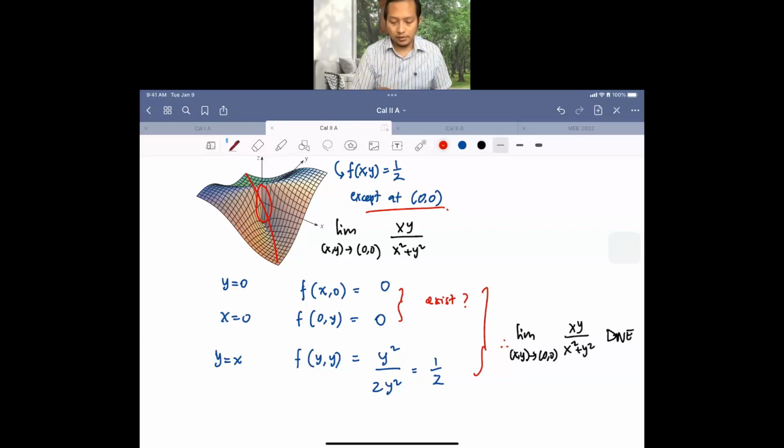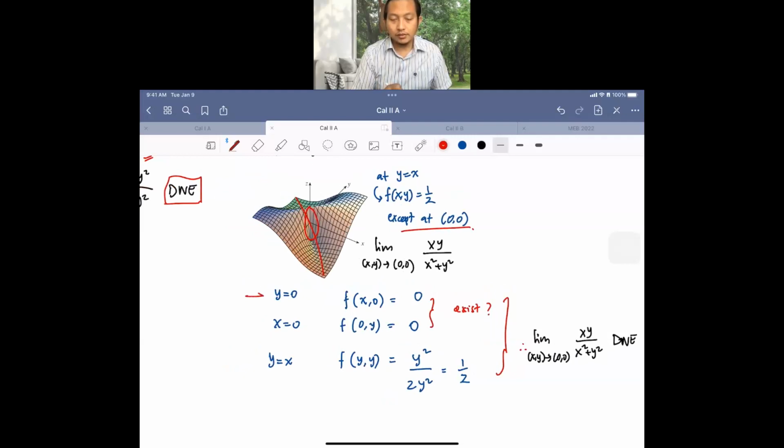So we can check through the lines, the line equations: the intercept y equals 0, x equals 0, or y equal x that we can observe.